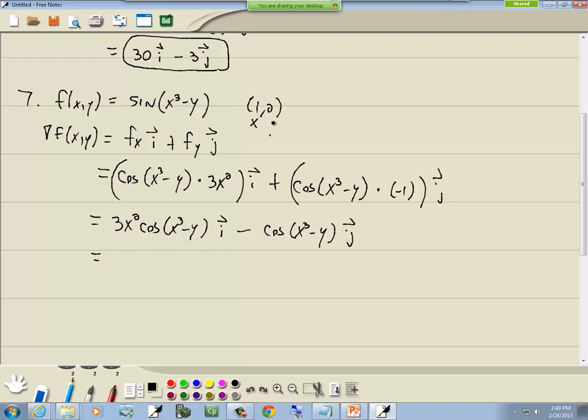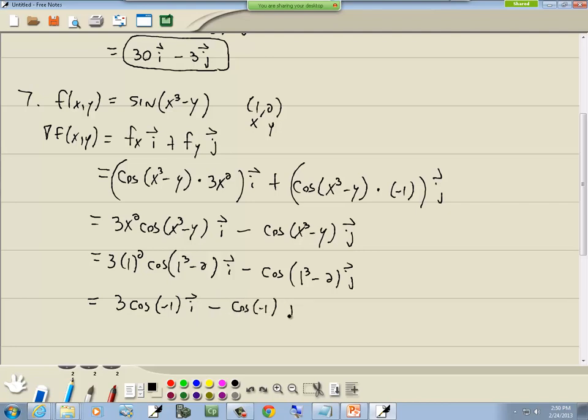Well, this is x and this is y, so let's plug that in. So we got x, which is 1, cosine of 1 to the third minus 2 i, minus cosine of x to the third, which is 1 to the third minus y, which is 2, j. Which gives us 1 squared drops away, so we've got 3 cosine, and 1 to the third is 1 minus 2 is negative 1, i, minus cosine of negative 1, j.